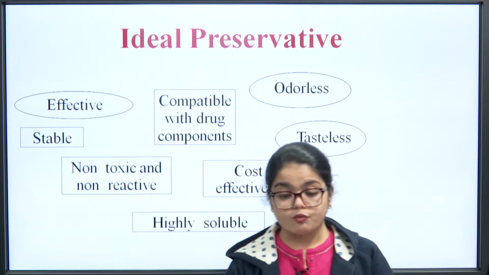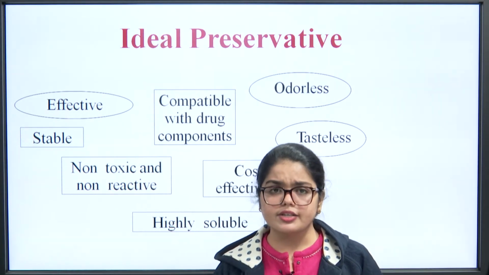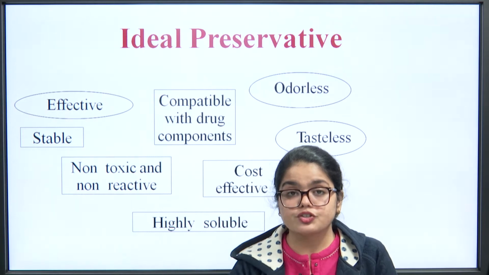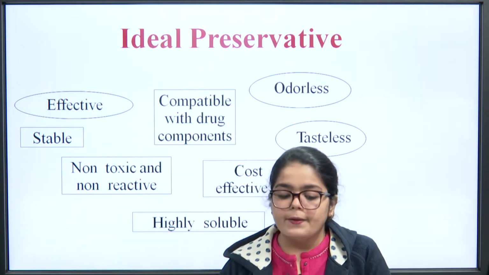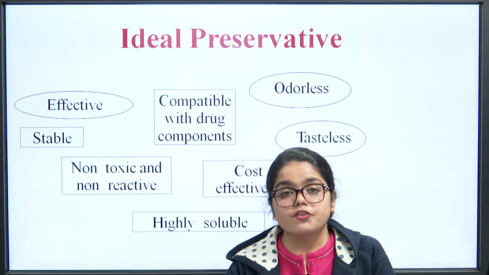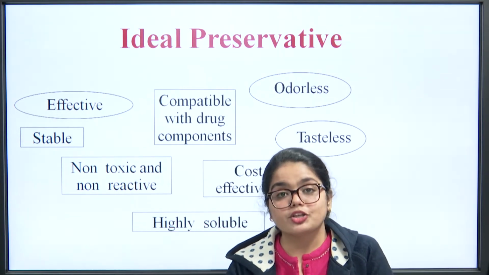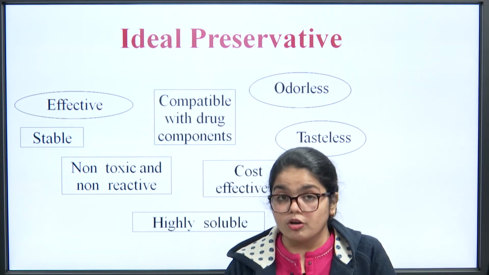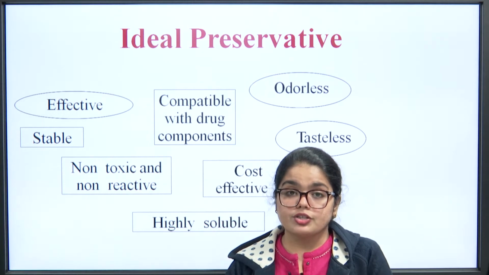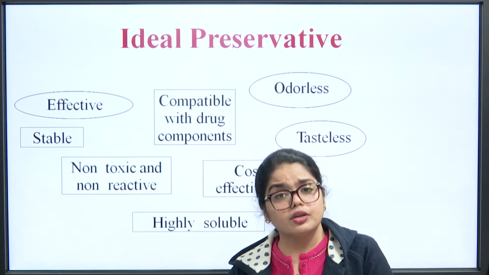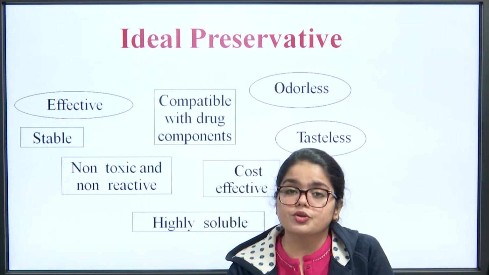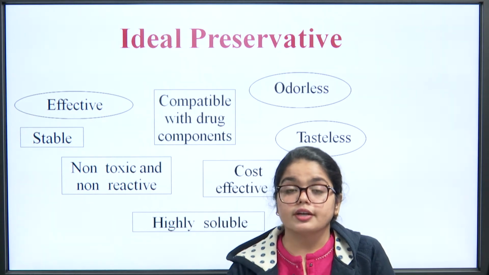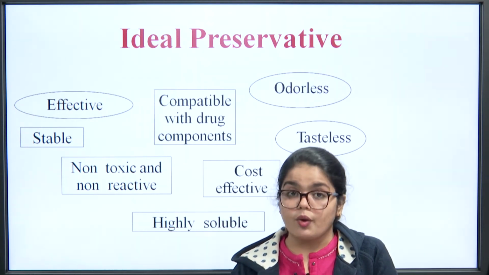First is the ideal preservative. What are ideal preservatives? There are particular characteristics which are considered to decide which kind of preservative should be used for a pharmaceutical preparation. First is effectiveness, how effective it is, like how much microbial contamination it can stop or check. Second, compatibility with the drug components. It should not be that the preservative added to a particular preparation starts reacting with that particular medicament. If it happens, the pharmaceutical preparation will be rendered inefficient, or it will not show the potency that it is required to show.